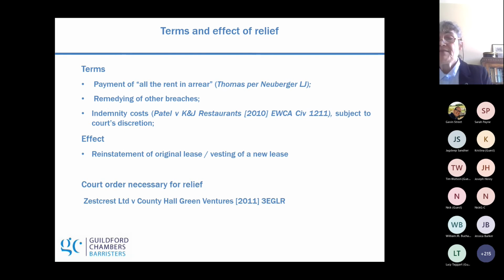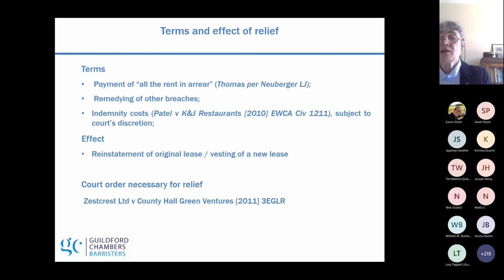The effect of relief in the case of the tenant is the reinstatement of the original lease. And in the case of third parties, i.e. a subtenant or a mortgagee, then in summary, either a new lease or sometimes reinstatement of the original lease will occur, depending on the route to relief used.